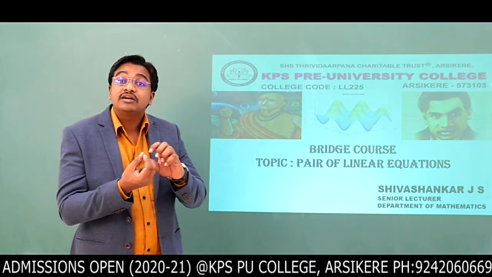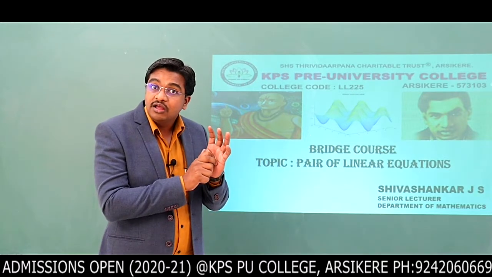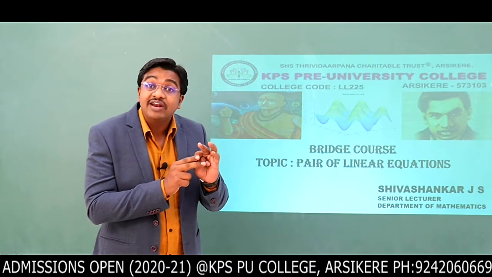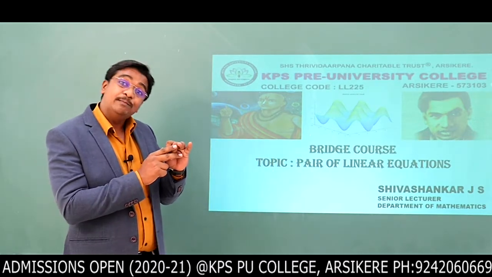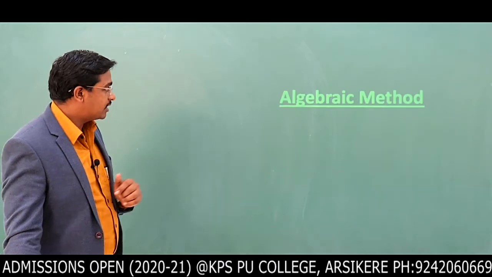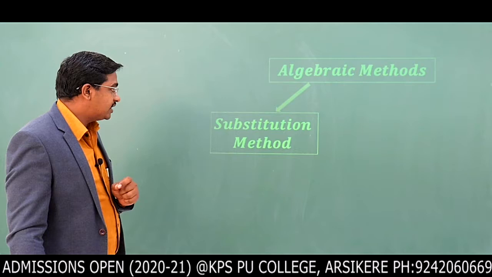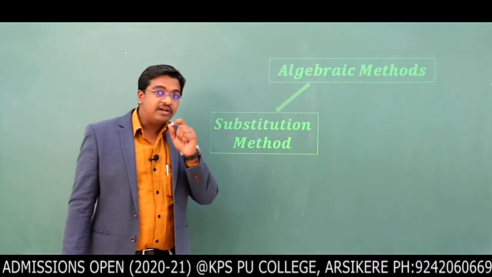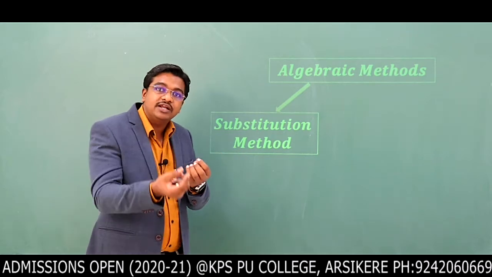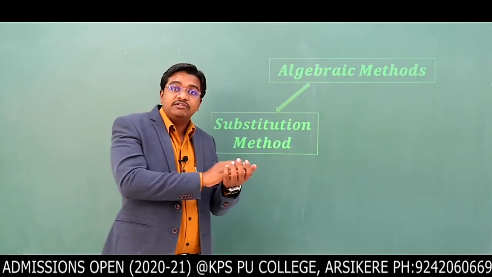What are the different types of algebraic method we have? First one is substitution, second one elimination, third one cross multiplication. In the algebraic method, the first method is the substitution method. This is very important. Substitute means here we are substituting x in terms of y or y in terms of x.